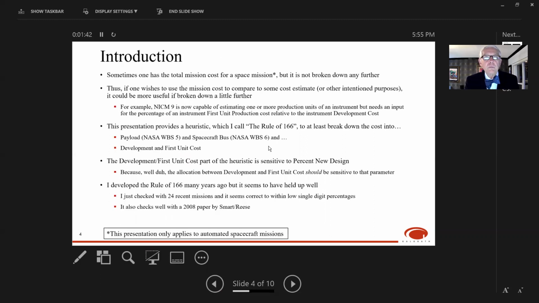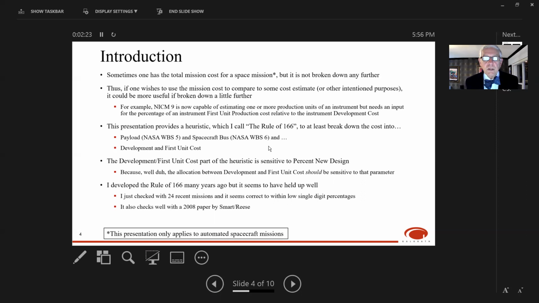So as a way of introduction, sometimes one has the total mission cost for a historical mission, for example, but it's not broken down any further. Let's say, for example, you found the cost in a Wikipedia article, but it's just a single lump sum. So if you want to use that to compare to some cost estimate you've done or some other purpose, it'd be very useful to be able to estimate the breakdown of that cost a little further. For example, the NASA Instrument Cost Model version 9 is now capable of estimating production units. But to do that, you have to be able to tell the model the relative percentage of the first unit cost to development. So you can use this rule of 166 to do that.